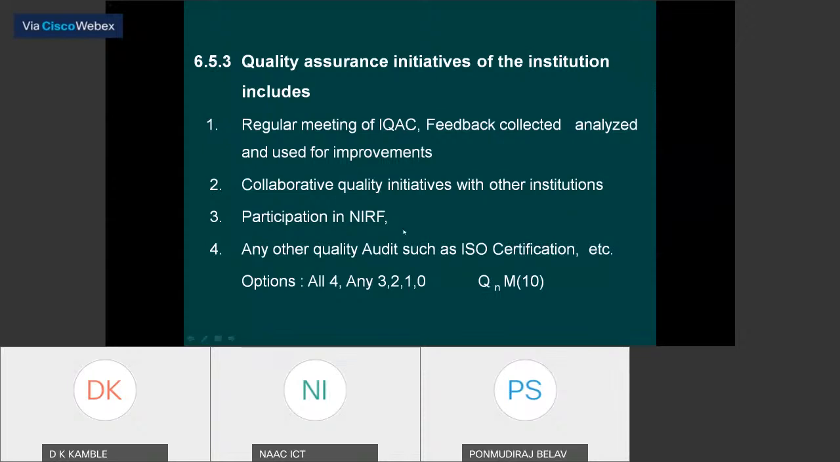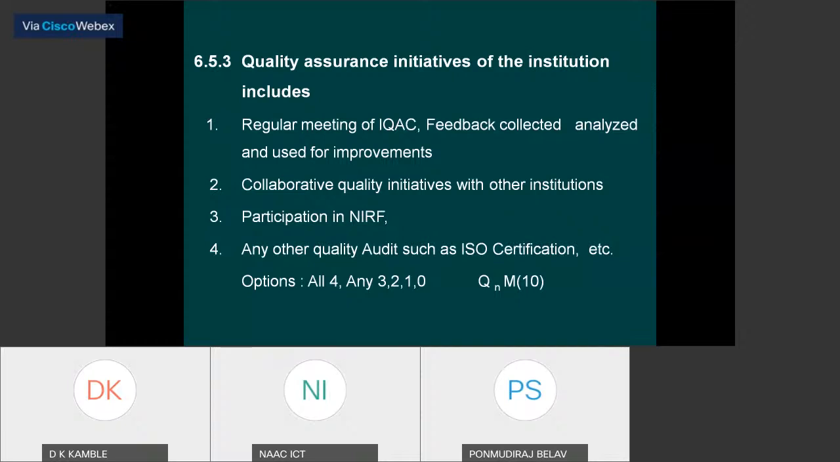This is one quantitative matrix. Related to IQAC, how many meetings they took, the record is required: minutes of records, progress, and feedback collected, analyzed, and used for improvements. All these documents are required. Whether the institution has IQAC collaborative quality initiatives with other institutions. If they have that facility, they should provide the documents.